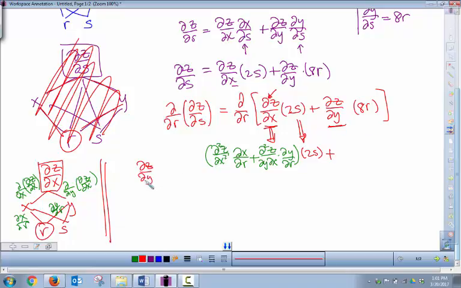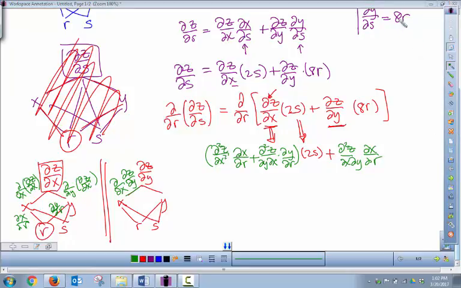dz dy, that's this thing now. I want to break this down into a function of x and y, and then a function of r and s. And so that derivative will involve the derivative of dz dy with respect to x. So that's d squared z dx dy, and then dx dr, which, by the way, we have this information up here, right?